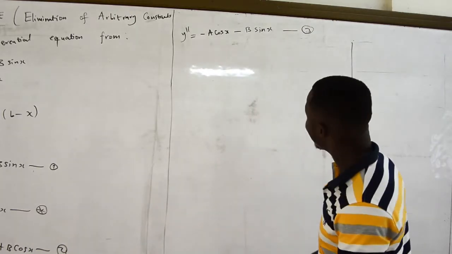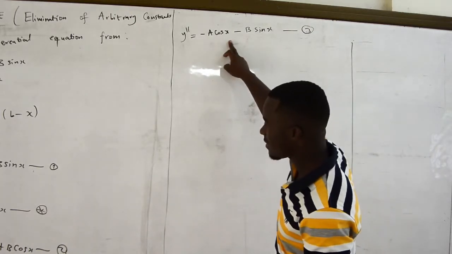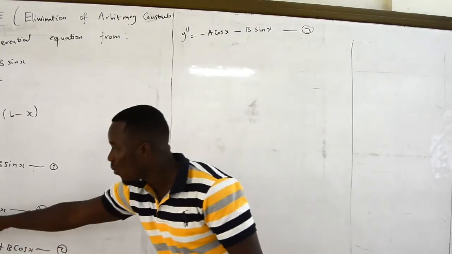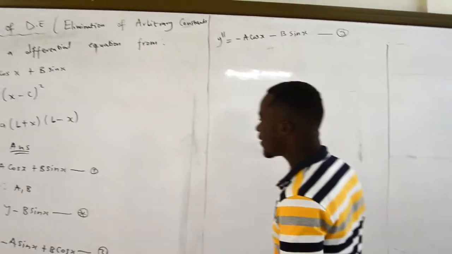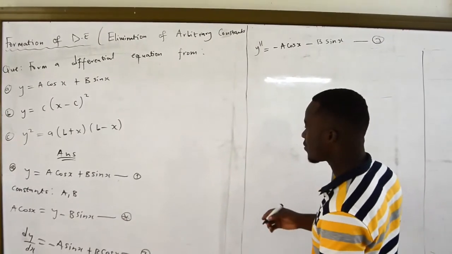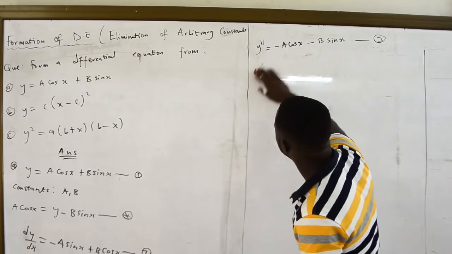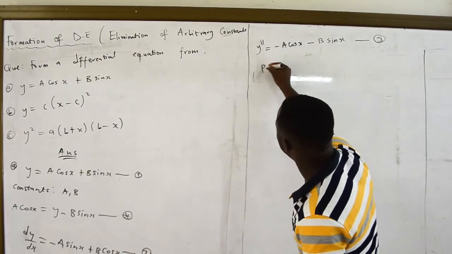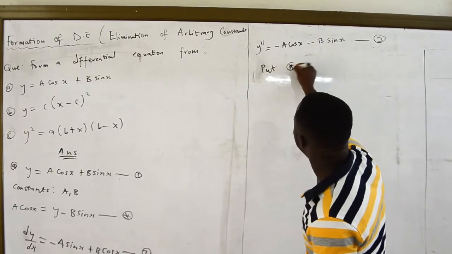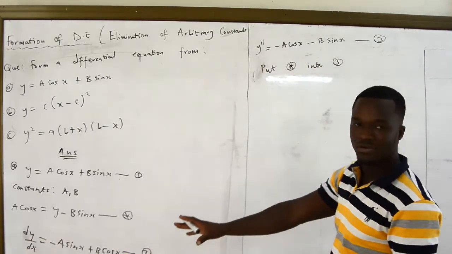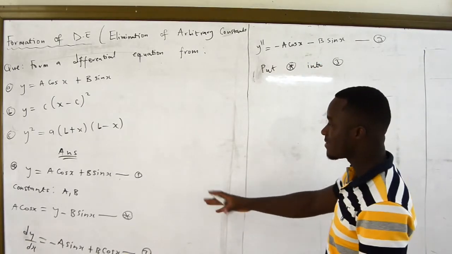Now let's check this one. I can see that I have a cos x here. But when we go to star, a cos x is the same as y minus b sin x. So in place of a cos x, I will choose to write it as y minus b sin x. So here I want to put star into equation 3.